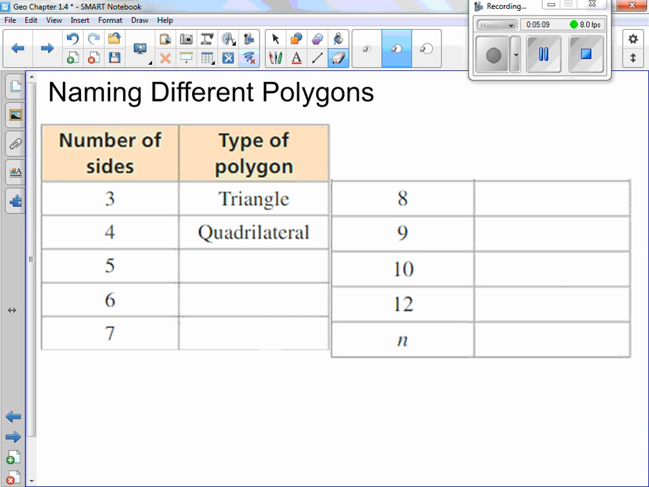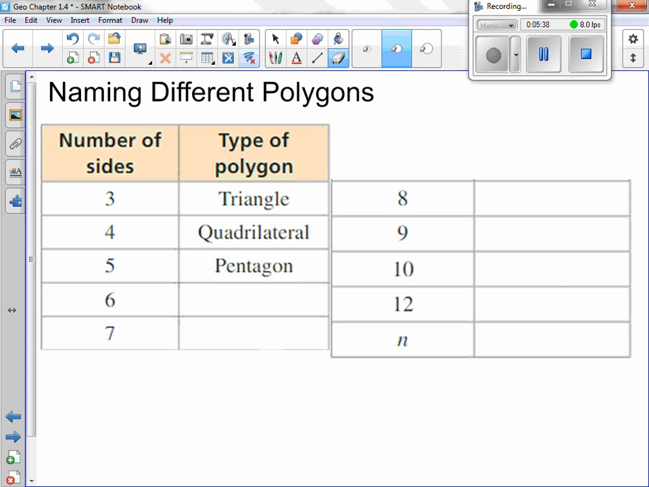This here is just any four-sided figure. If it has four sides, it is at least a quadrilateral. But when we get more specific information about it, so if we know all the sides are the same length and they have right angles, then it is a square. So when we get more information, then we can be more specific. But at least a four-sided figure will be a quadrilateral. A 5 is a pentagon.